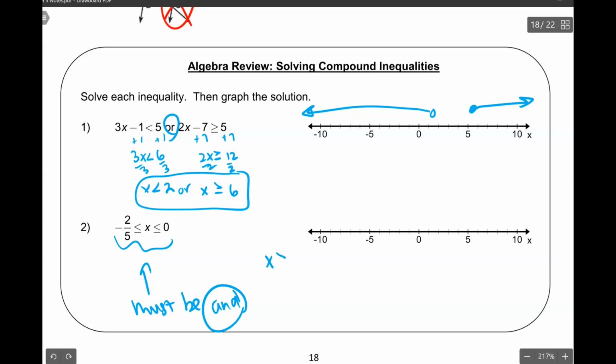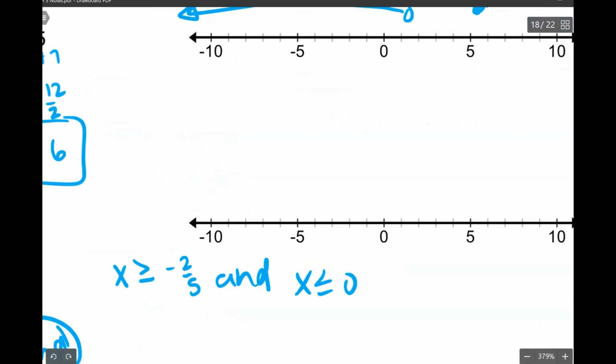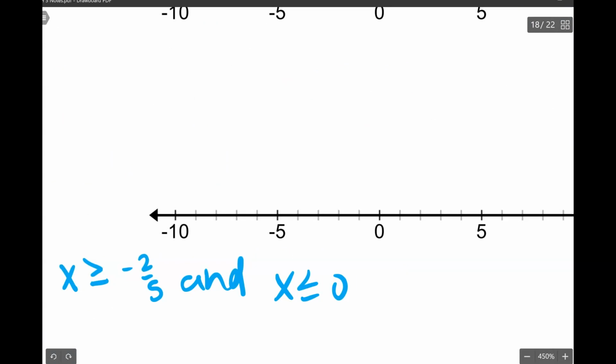So I can say x is greater than or equal to -2/5 and x is less than or equal to 0. So let's see, -2/5 is about here. I gotta zoom in a little bit. Okay, so -2/5, it's about like here. So I have an open circle, nope, closed circle, and then 0's here. So I have this small segment right there. That's it. That's the whole thing. Very, very small segment because it's or equal to on both sides.